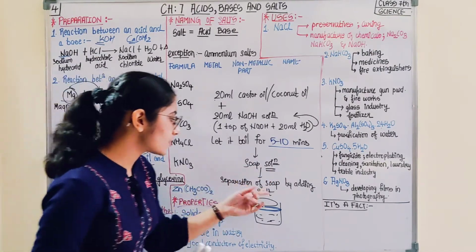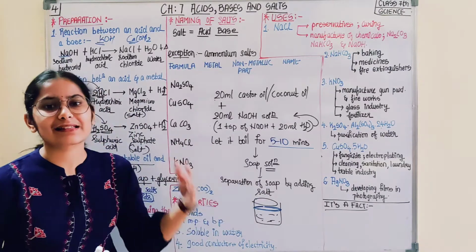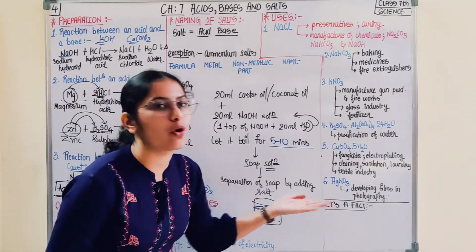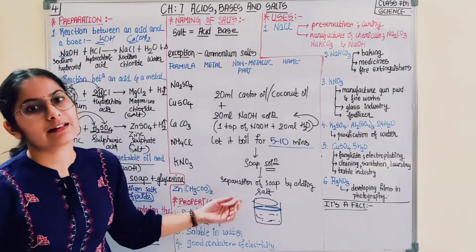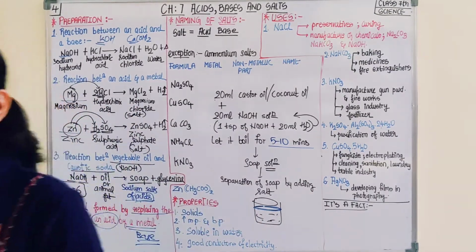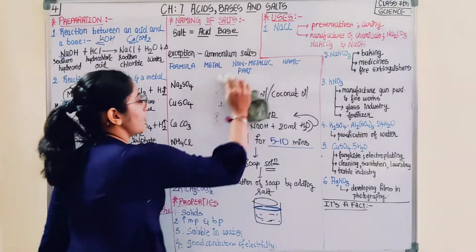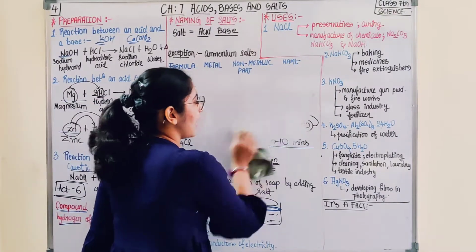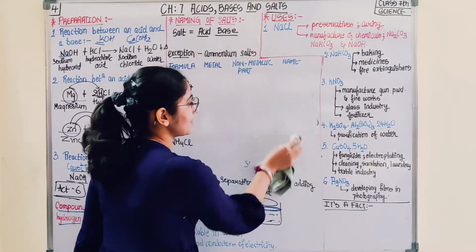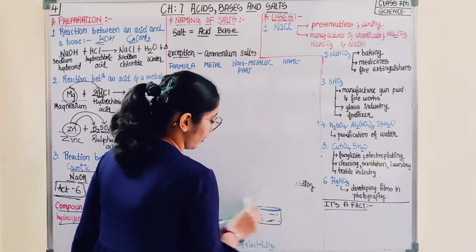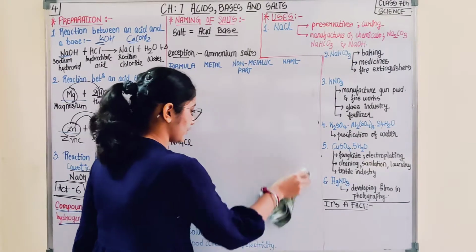While you are adding salt, after some time the layer of soap would be floating over the surface of the solution, and then you can separate it out easily. So this is what activity 6 says, and how soap is formed. Soap is nothing but the sodium salt of an acid. So this is also one way of preparation of salt.